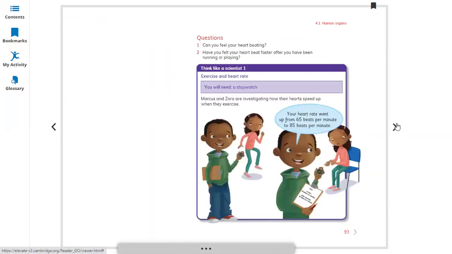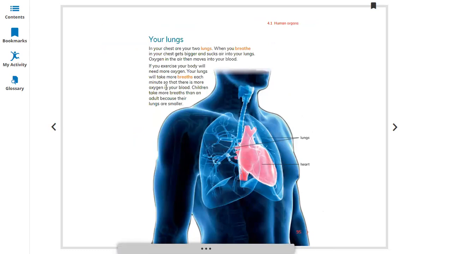In the lungs the same thing happens, because lungs help us. Look here, in your chest you have two lungs. When you breathe in, your chest gets bigger. Obviously, when you breathe in, you're taking air or oxygen in, and the chest gets bigger and sucks air into your lungs. Oxygen in the air then moves into your blood. The lungs also clean the air, the oxygen, and then put it into the heart to mix with the blood.